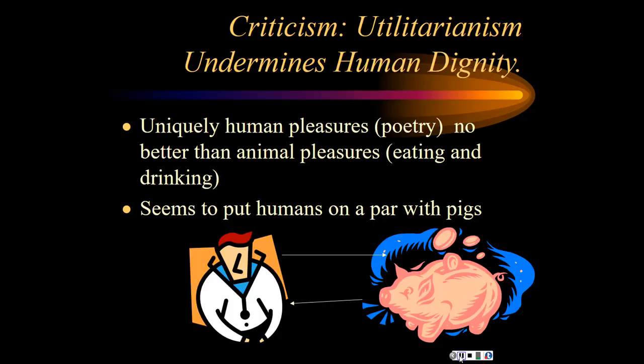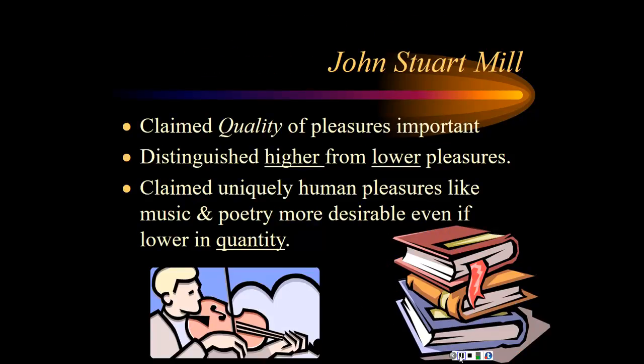So he says these higher pleasures are not just the pleasures of mere sensation that animals can enjoy, but he calls them the pleasures of the intellect and the imagination. And these for him are qualitatively higher. So Mill distinguishes higher from lower pleasures, and he said that uniquely higher pleasures are more desirable, even if their quantity is lower. Now here you have to think about this.